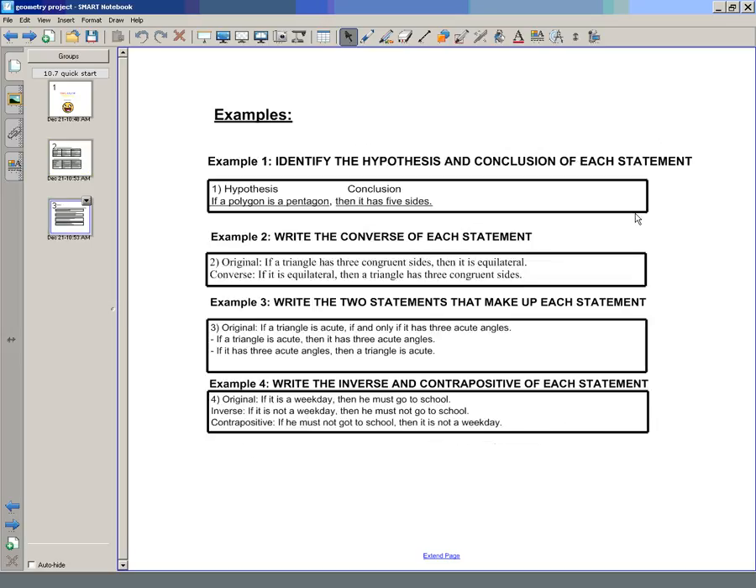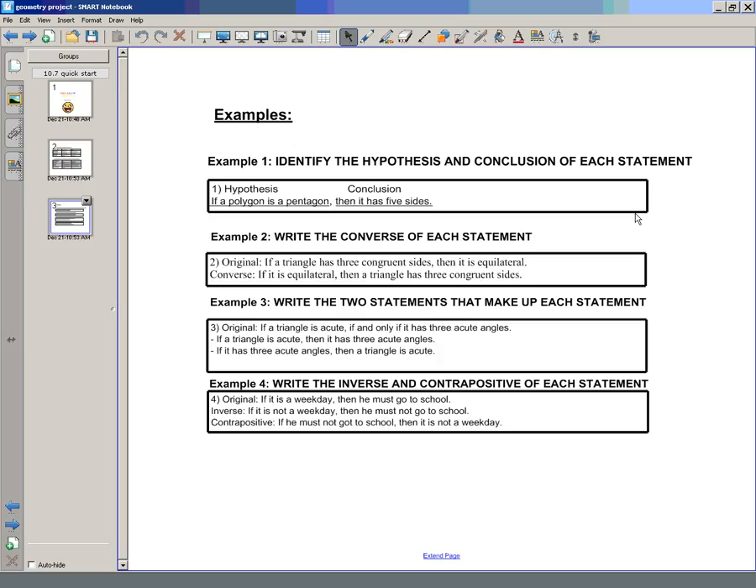Examples of these. Example 1, identify the hypothesis and conclusion of each statement. So, the original statement was, if a polygon is a pentagon, then it has five sides. The hypothesis is, if a polygon is a pentagon. The conclusion is, then it has five sides.